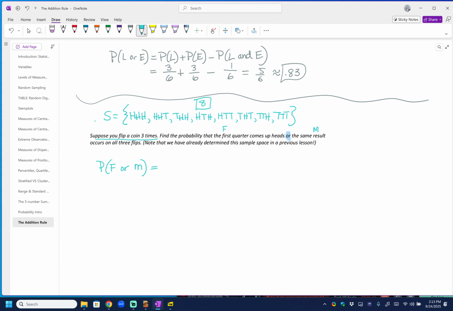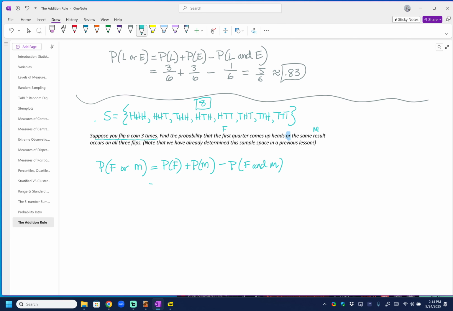Okay, so we have to determine first whether these are disjoint or joint events. My question is, for any of the results in event M where the same result occurs on all three flips, do any of them have a first value of heads? And if you think about that right away, of course they do. Specifically, there's one that does, which means these are joint events with an outcome in common, which means we need to use the larger addition rule, which is going to give us, let me fix that middle M because I was going to write the wrong thing for a second there. Okay. So probability of F.